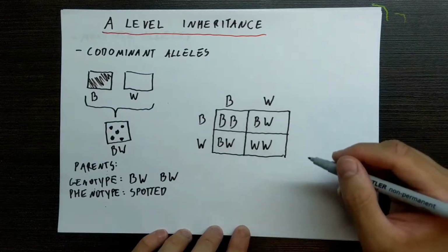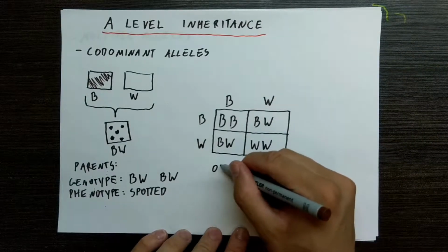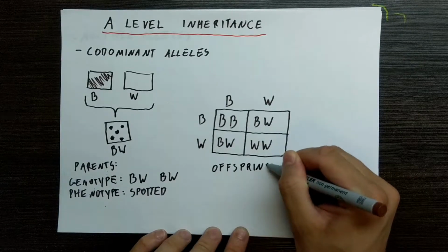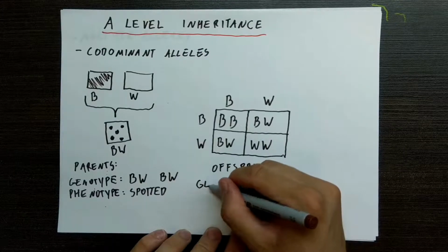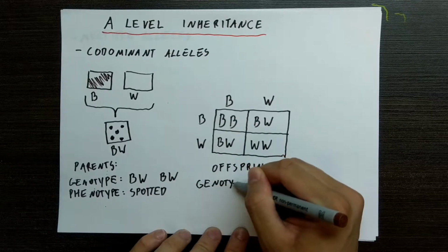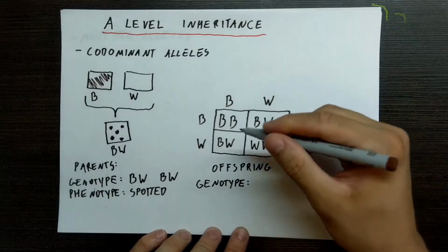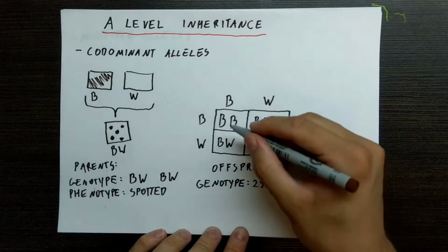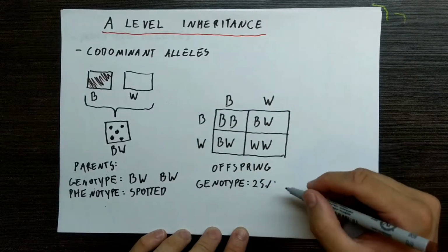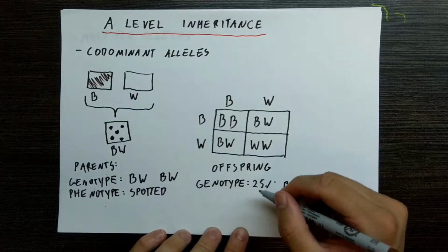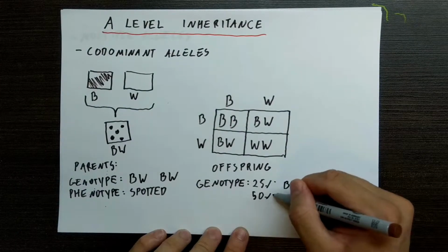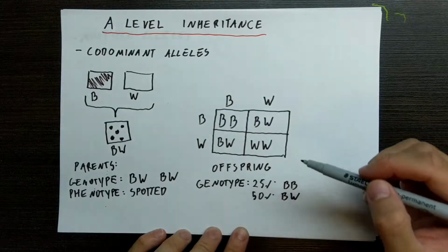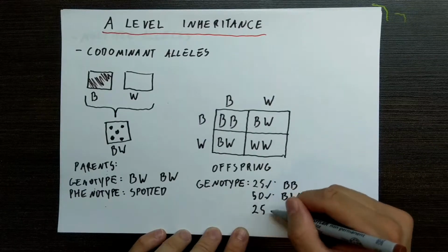Now, let's summarize offspring genotype. So let me write this down for you. Offspring genotype. So we have 25% brown, BB. We have 50% BW. And we have 25% WW.